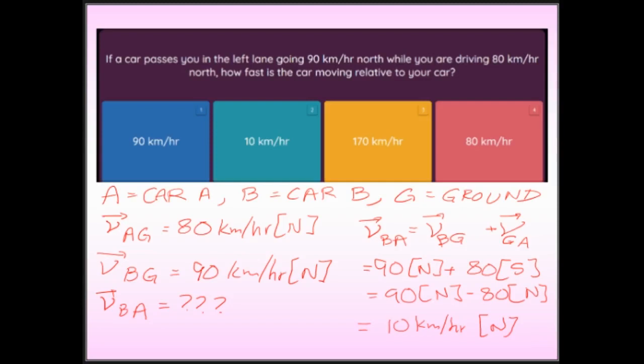So what could I say? This car appears to be going at what speed? 10 kilometers per hour. In what direction? Yeah, because he's moving faster and faster, which means to me he's just going 10 kilometers per hour north, according to me.